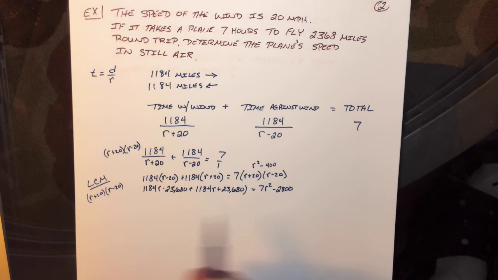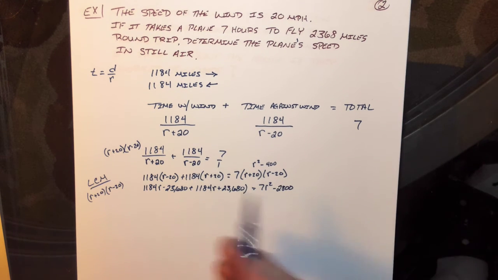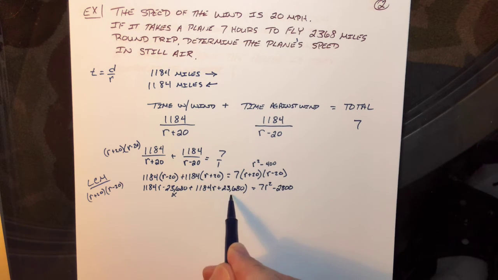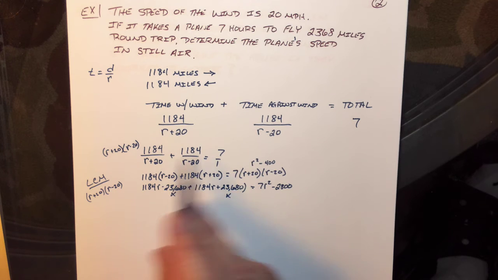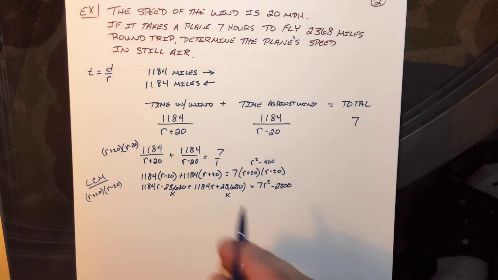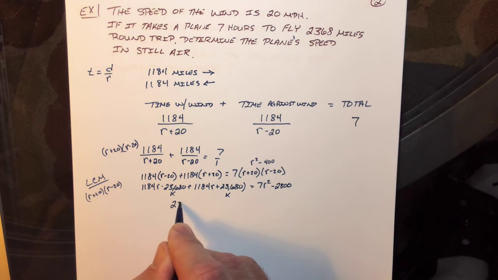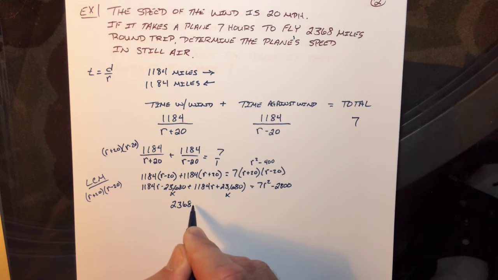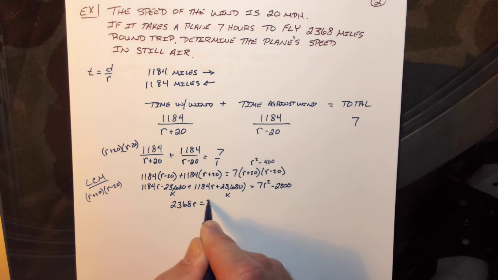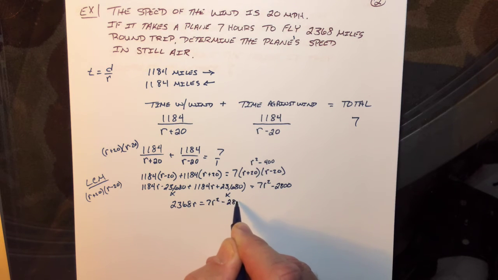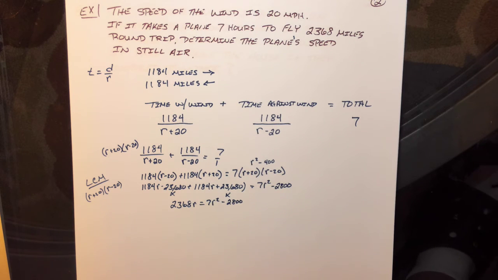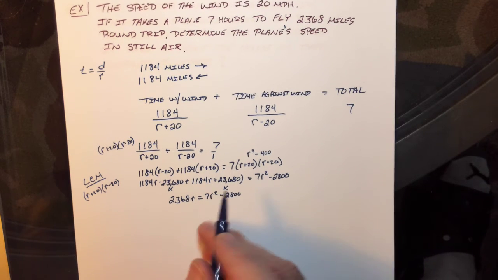Okay, let's start getting rid of some things here. Gone, gone, and we have 2,368 r equals 7r squared minus 2,800. So as you notice, we have a quadratic equation, so let's set her up.